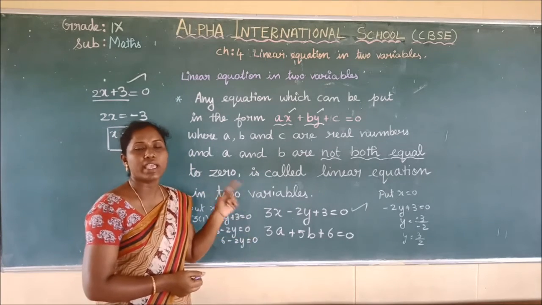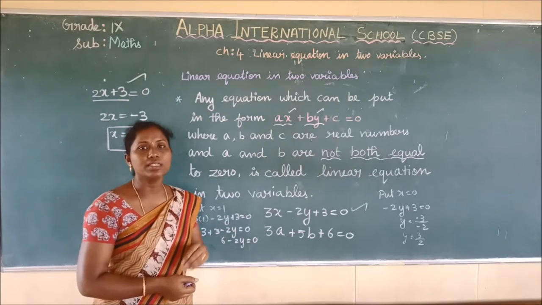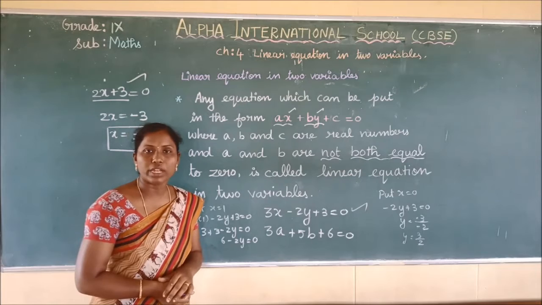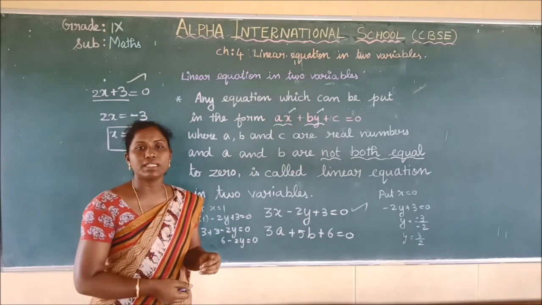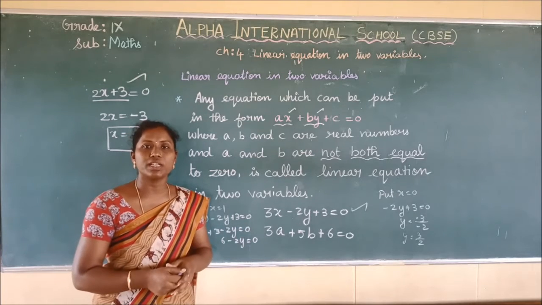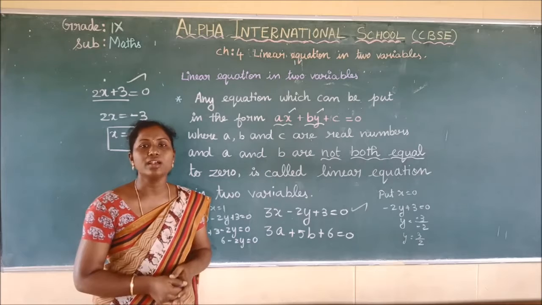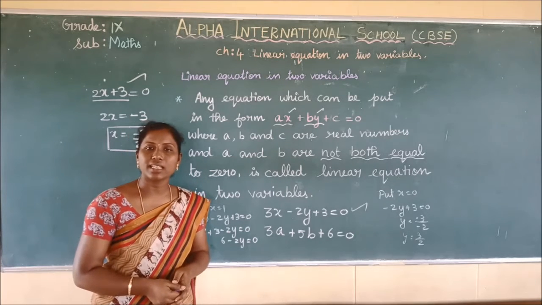The general form is ax plus by plus c is equal to 0. A, B, C are real numbers, and the important thing is a and b are both not equal to 0. And the linear equation in two variables has infinitely many solutions. And if you plot the points of the linear equation on a graph, we will get a straight line graph. Okay, children. So we will move to the exercise problem now.